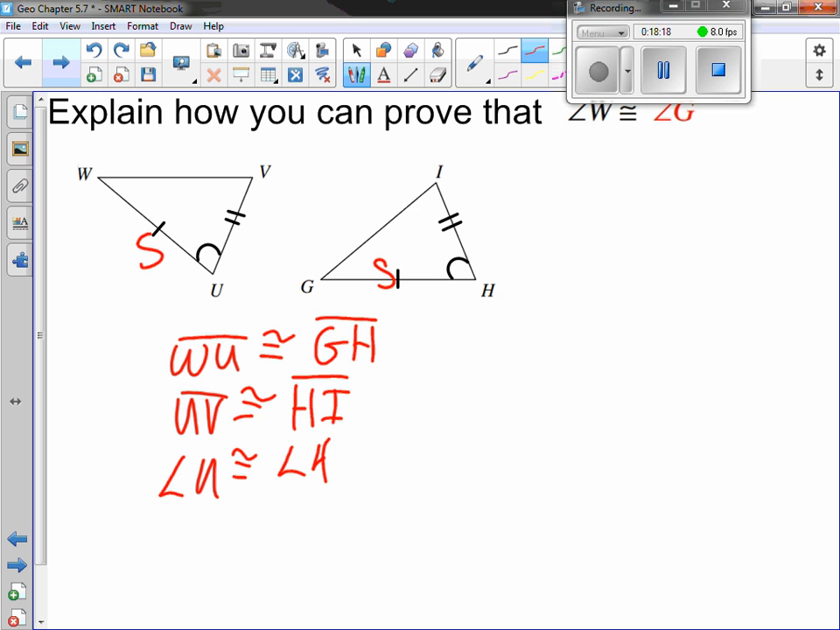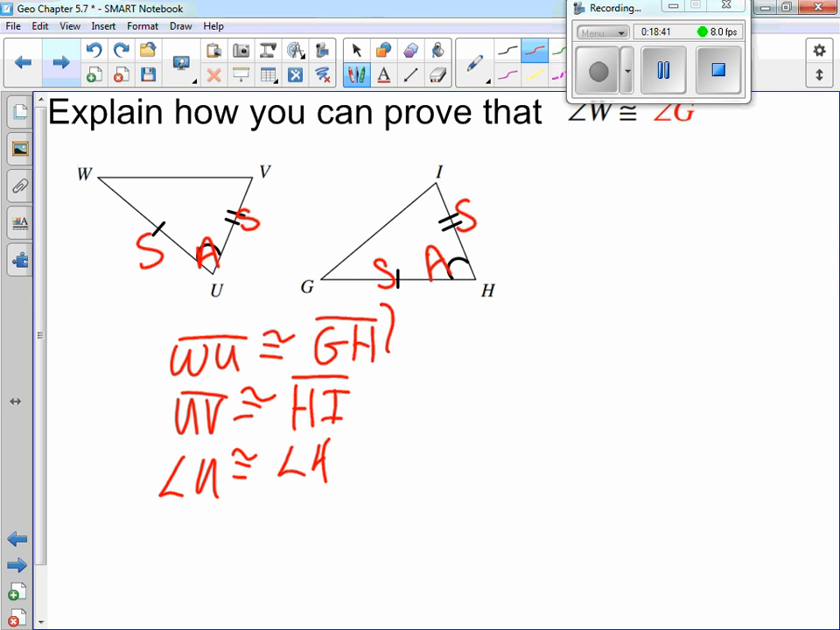Well, we can just say angle U and angle H because there's only one angle there. We can use the vertex. We don't have to use three letters for those. So we have a set of sides, we have another set of sides, and we have an included angle in the middle. So these are going to be congruent by what? Side, angle, side. Side angle, side.